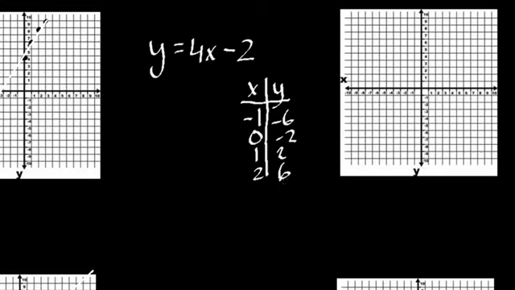And now we can graph this. So we have a -1 and a -6, so right about there. We have a 0, -2, so right about there. 1 and a 2, so right there. And we have a 2 and a 6, so right there. And now we could make a line with this. Let's make a line. Gotta get my line tool out. There we go. And extend it this way. And that would be the line.